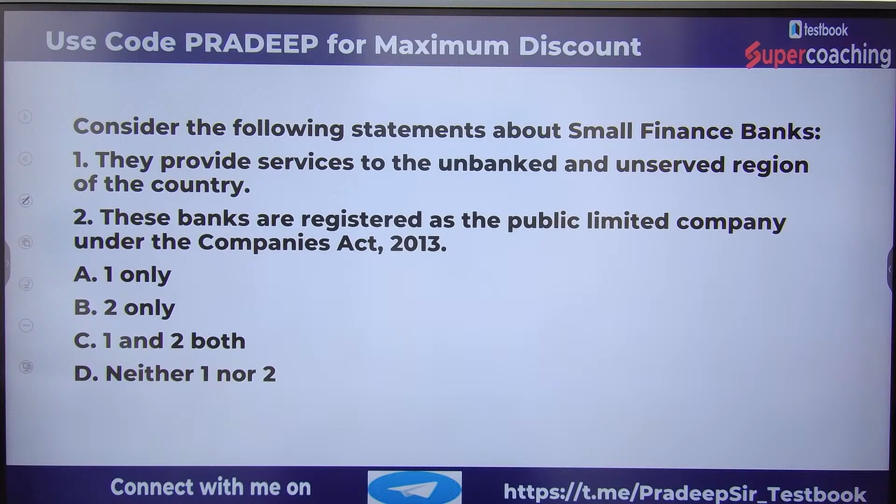They get the license under the Banking Regulation Act 1949, not the RBI Act 1934. In the case of commercial banks, that means scheduled commercial banks, they get the license under the Banking Regulation Act 1949, but they are registered as a public limited company under the Companies Act 2013.